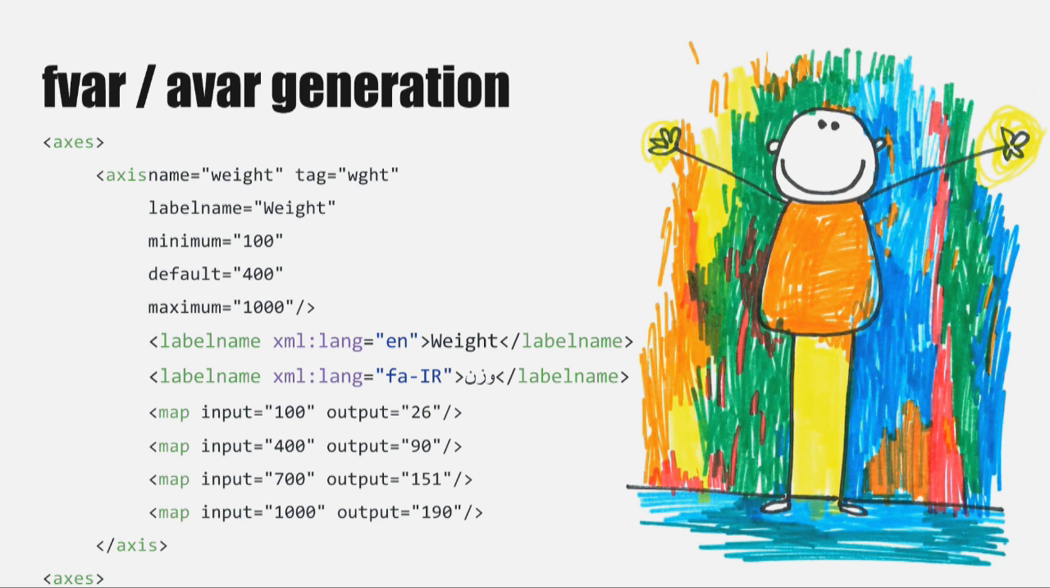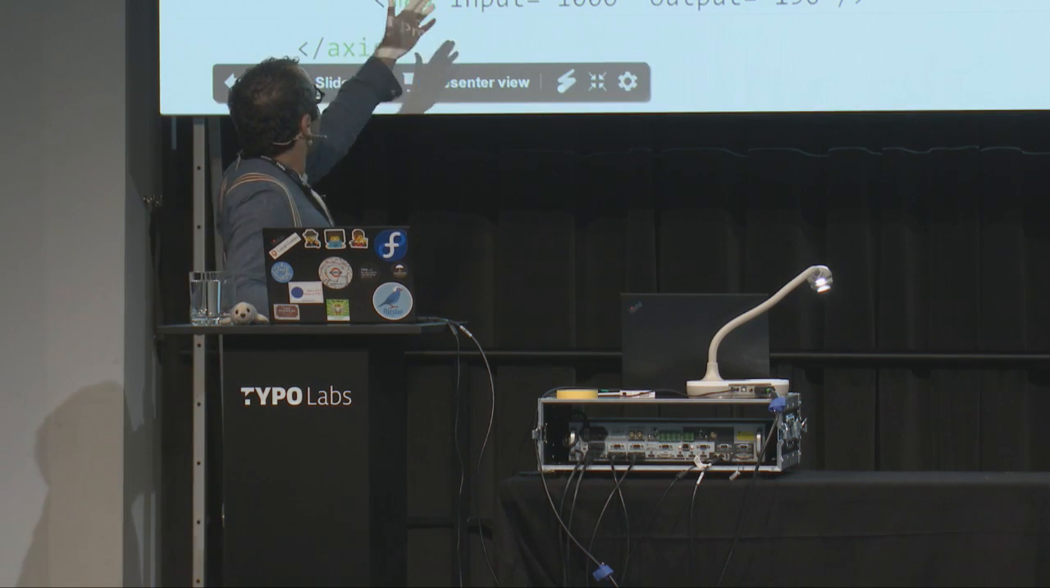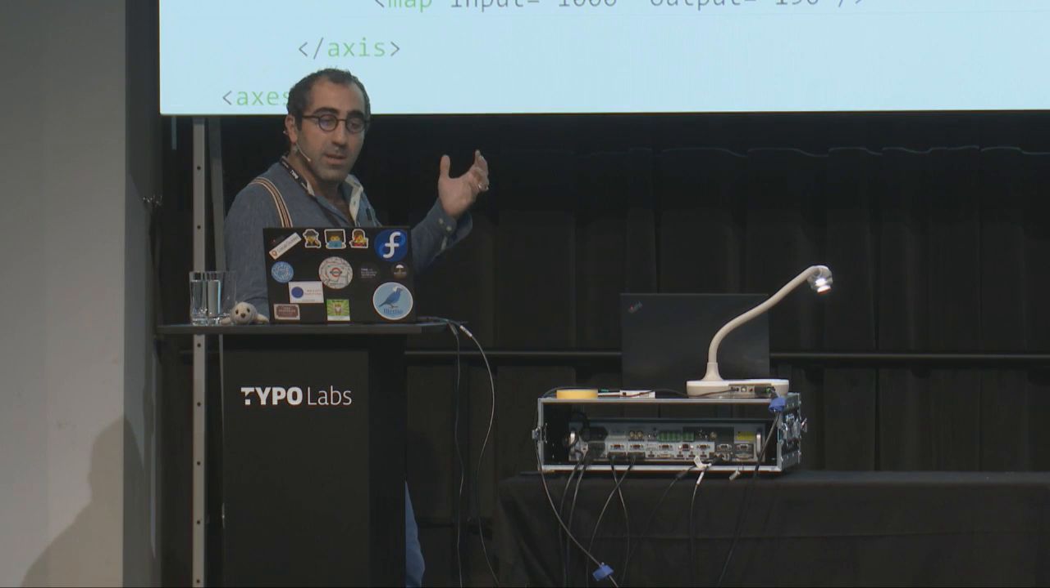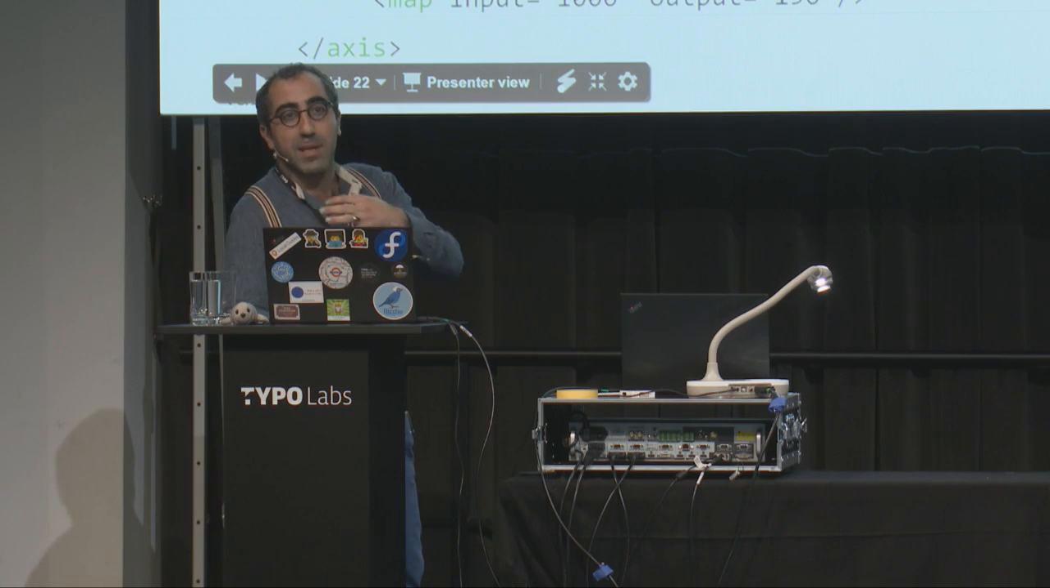Design space file already has support for this mapping here. By the way, that's the correct translation. I'll submit a pull request. Last time you asked me for a sample, I was being goofy. Same width. Okay, so this is how you would specify that. You say the user visible number 400 maps to my internal masters 90.